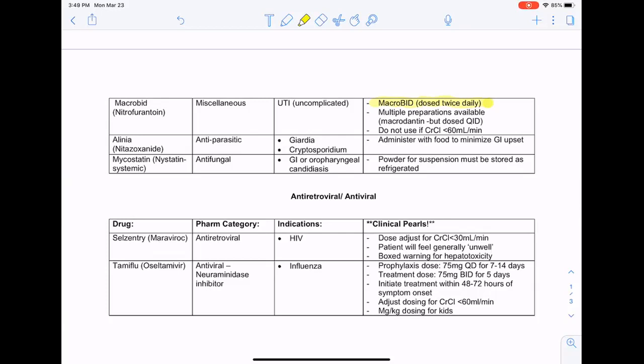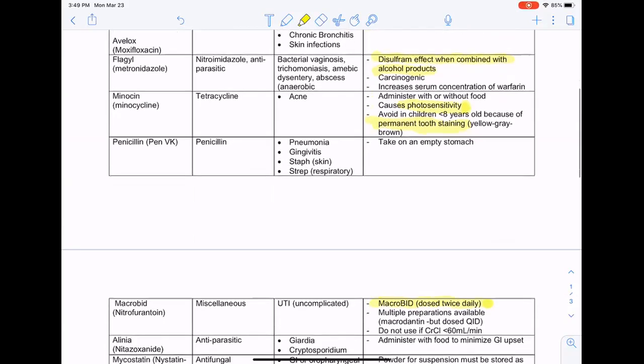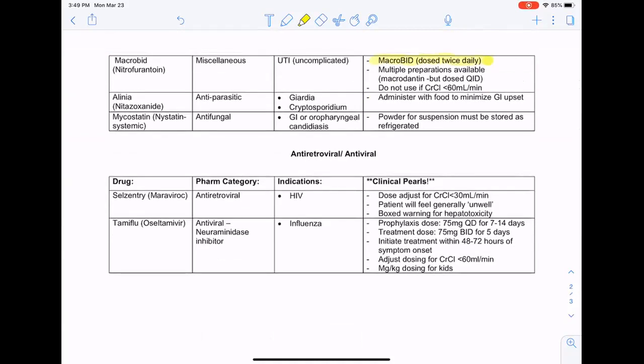All right, next one is Alinea, or nitazoxanide, and it's an antiparasitic. It's used to treat Giardia and Cryptosporidium. These are 2 parasites that you will find in contaminated waters. And unlike the one that we talked about before, which is the amoebic dysentery, which is a waterborne parasite, Giardia and Cryptosporidium, you can actually get this around here.